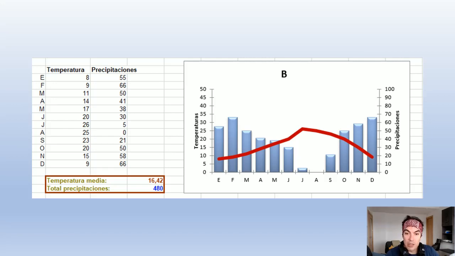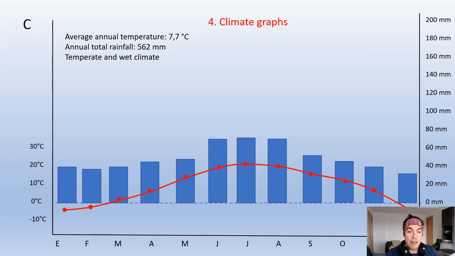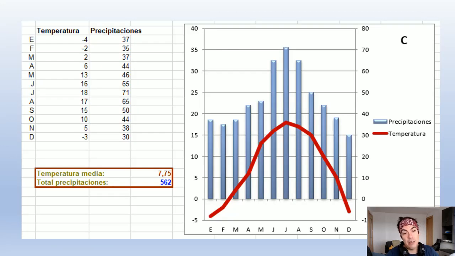So the climate graph C, the third one, looks like this, and the particular thing of this climate graph is that it has negative temperatures in the winter months, in December, January, and February. So you have to draw the red line here below the precipitation bars in these months. So the average annual temperature is 7.7 degrees centigrade. The annual total rainfall is 562 millimeters, and it is a temperate and wet climate. Okay, and this is how it looks in Excel.